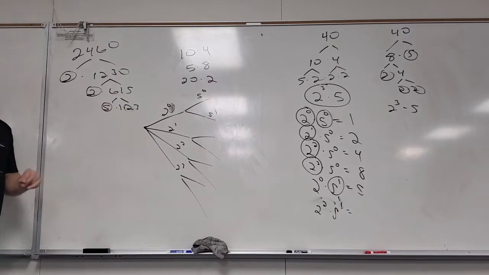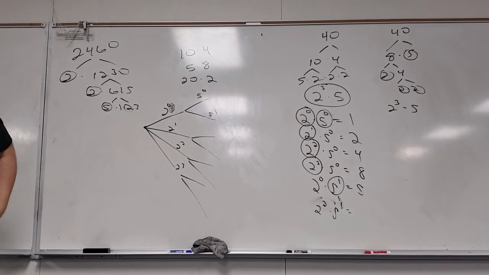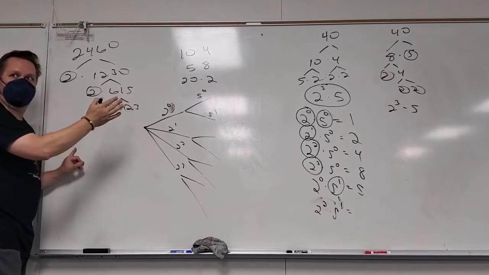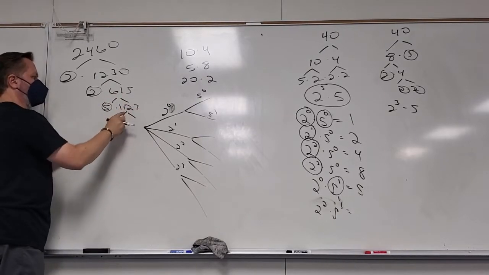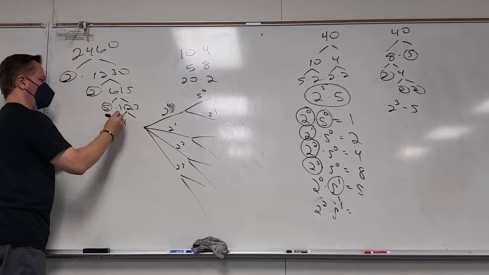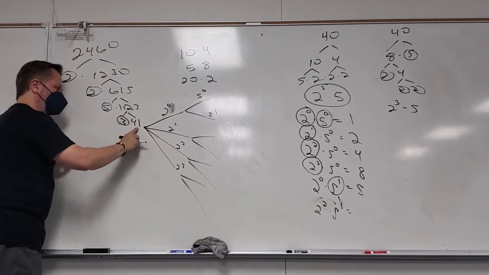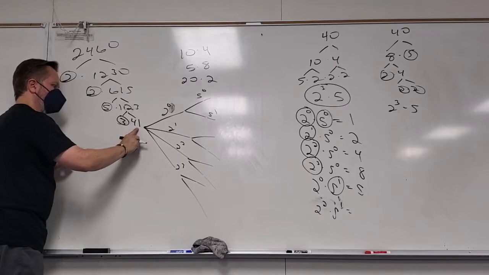And now let's see. 123. What goes into 123? 3, because the digits add up to 6, which is a multiple of 3. 3 goes into 123? 41. You got to put the 3 too, Jeff. There you go, buddy. And 41, what do you guys think about 41?